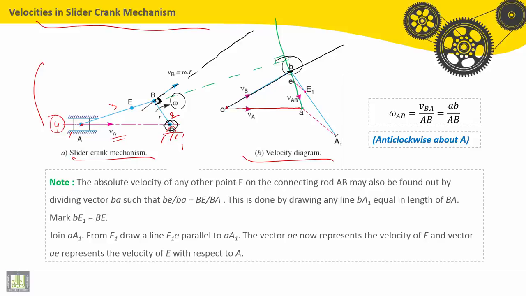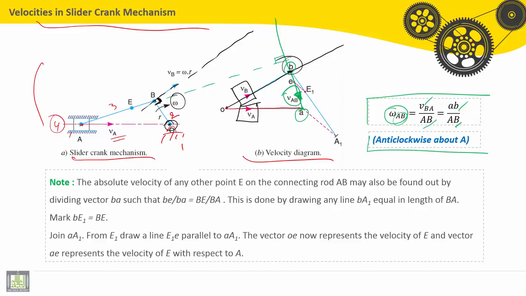Now we have the velocity of point B, and we already have the velocity of point A. This green line between B and A is the relative velocity VAB. And we have the rule: ωAB is equal to VBA divided by AB. The link AB moves anti-clockwise about A.